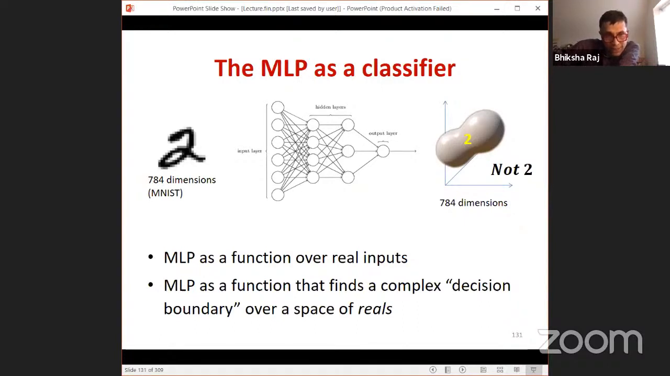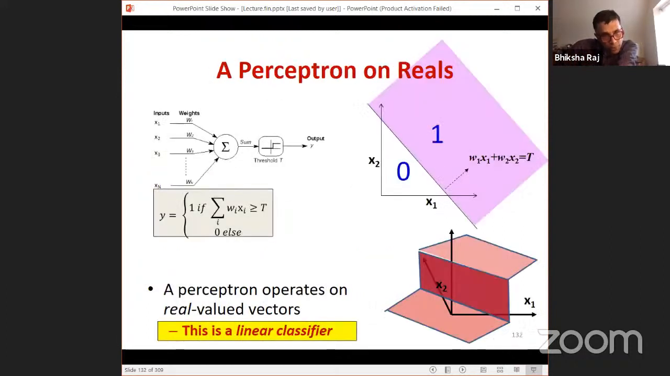So, we've seen MLPs as Boolean functions, but what about real inputs? Now, let's look at an MLP as a function that finds a complex decision boundary over the space of reals. We know how this operates.